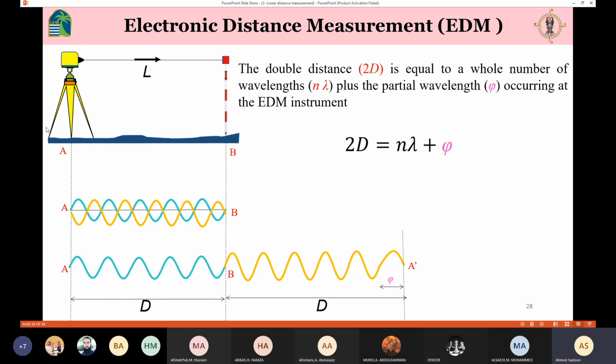The device, using this formula, is able to determine the length. In this formula, I need to know the number of waves, the length of one wave, and the partial wavelength. If you solve for D, D is going to be n lambda plus epsilon, over 2. Epsilon represents the partial wavelength. This is how this device works by using this formula, but for you, the final result is going to be displayed on the device.